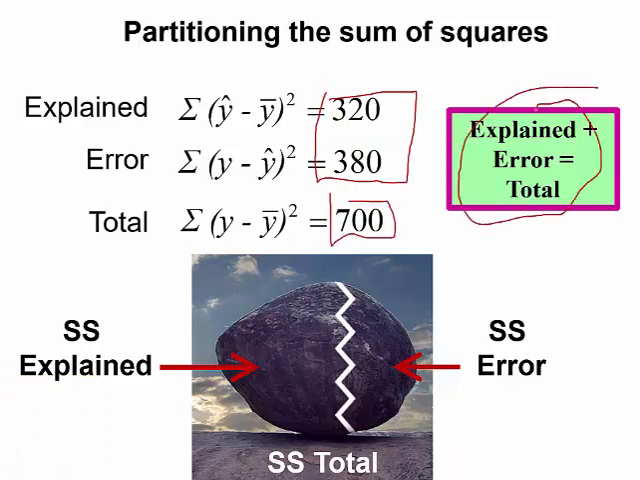And note that explained plus error, 320 plus 380, equals 700. Explained plus error equals total. It will always come out that way. Explained plus error will always equal total. So again, we have partitioned the sum of squares. We've taken our total sum of squares and said there are two parts to it. One part is explained and one part is error. We figured out what part is explained, 320, and what part is error, 380. And explained plus error always sums up to our total.